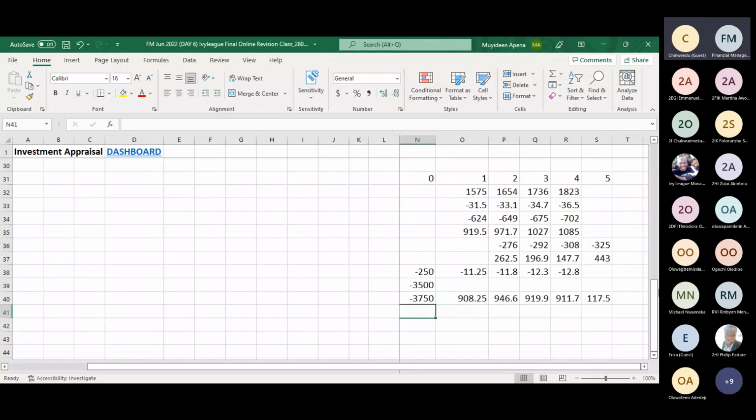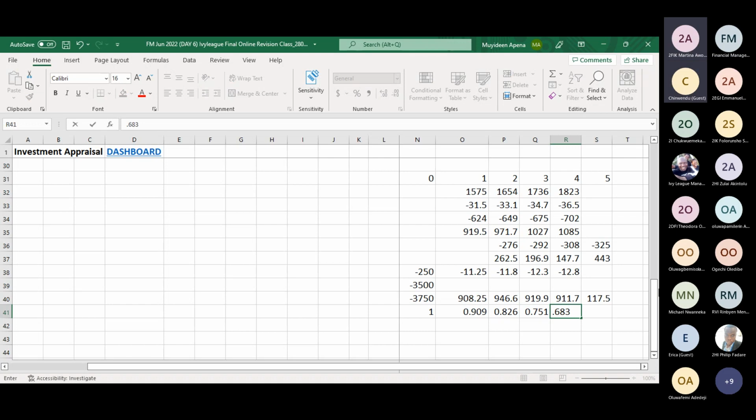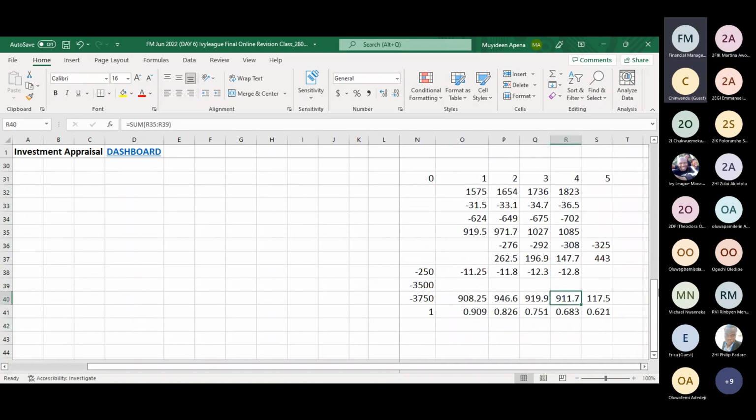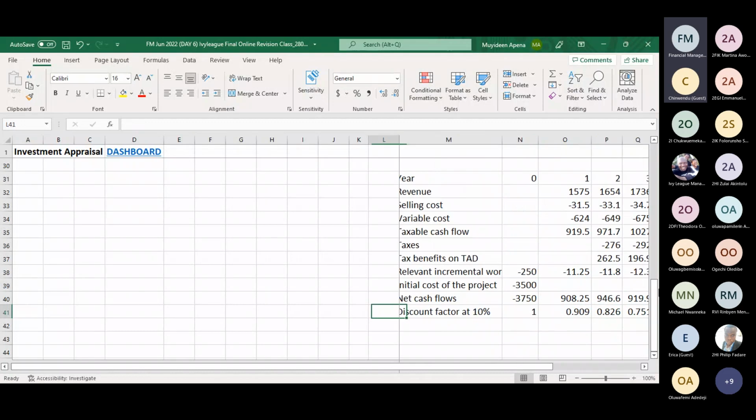Let's get the discount factor. Year 0 is 1. Year 1 is 0.909, isn't it? Yes, sir. 0.826. 0.751. 0.683. And 0.621, isn't it? Yes, sir. Good. So like I've crammed this thing in your head. I know 10% is a lot. I think it's up to 5 years.